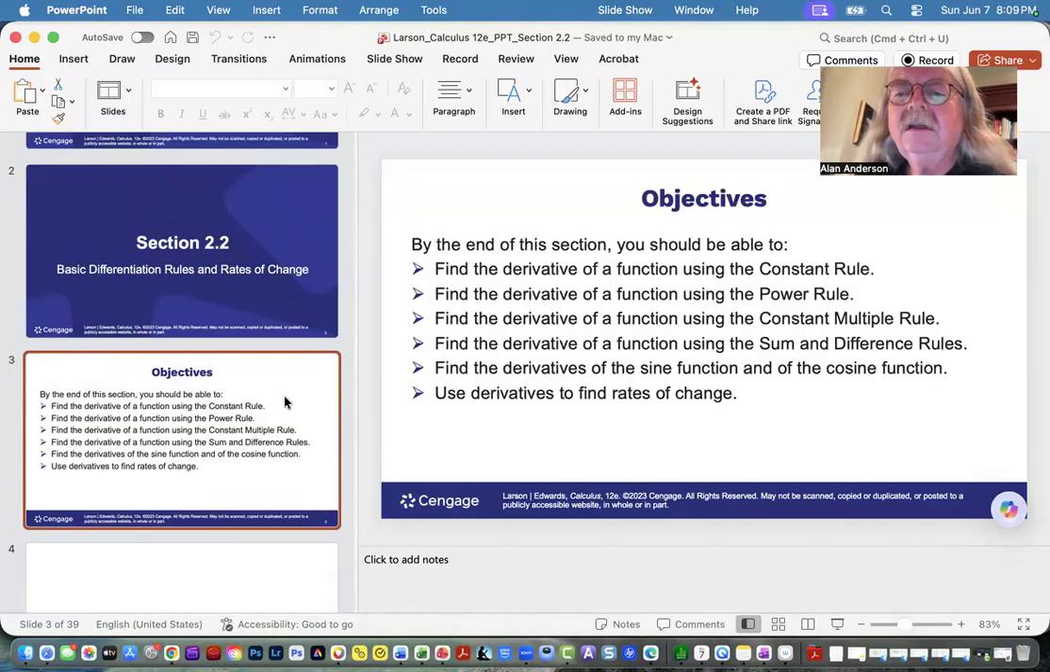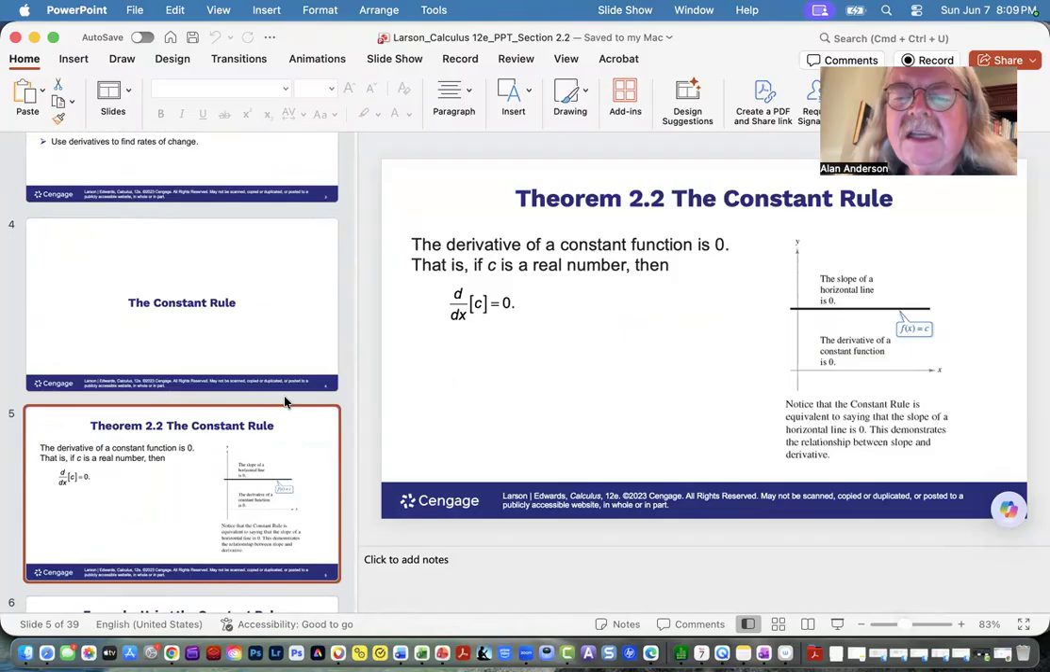So we'll start out with the constant rule, which is the easiest one of them all, of course, because the derivative of a constant is just zero. Why is that? Because the derivative is a rate of change. And therefore, because this is a constant that doesn't change, it must have a value of zero.